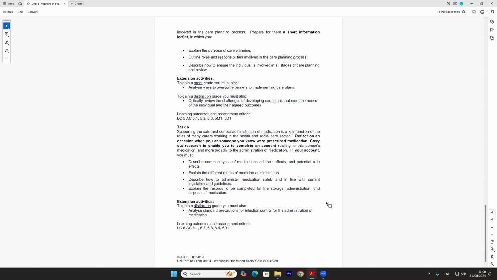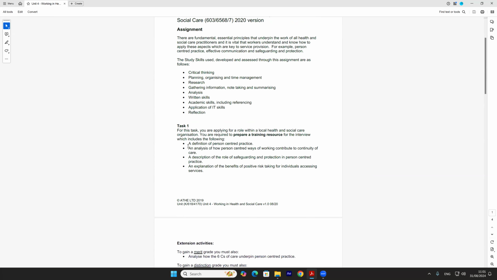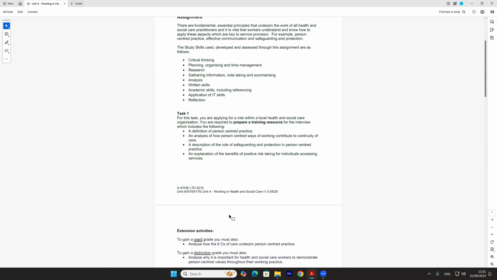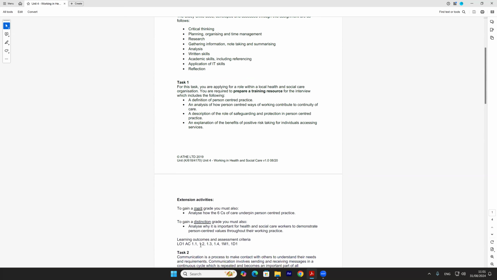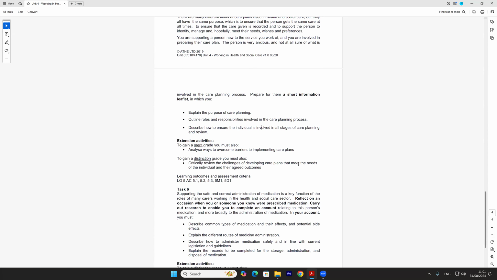So for example, when we start from task 1, we have learning outcome 1.1. Before we start learning outcome 1, for the introduction, we will give the overall introduction of unit 4, which is working in health and social care. So in that introduction, you will include all the information related to task 1, task 2, task 3, task 4, task 5, also task 6.